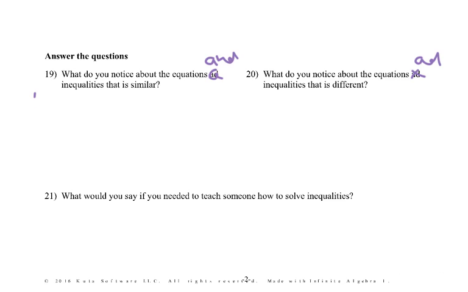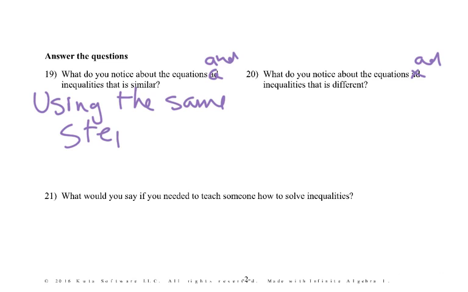What we notice is we are using the same steps. Okay, we're undoing the problem, doing the inverse operations. Okay, we solve it the same way as equations. So we solve them the same.